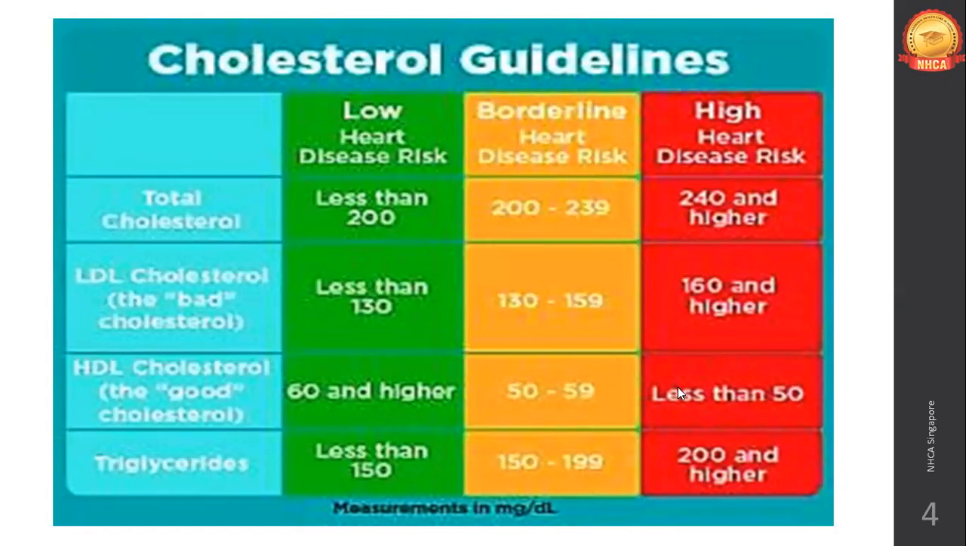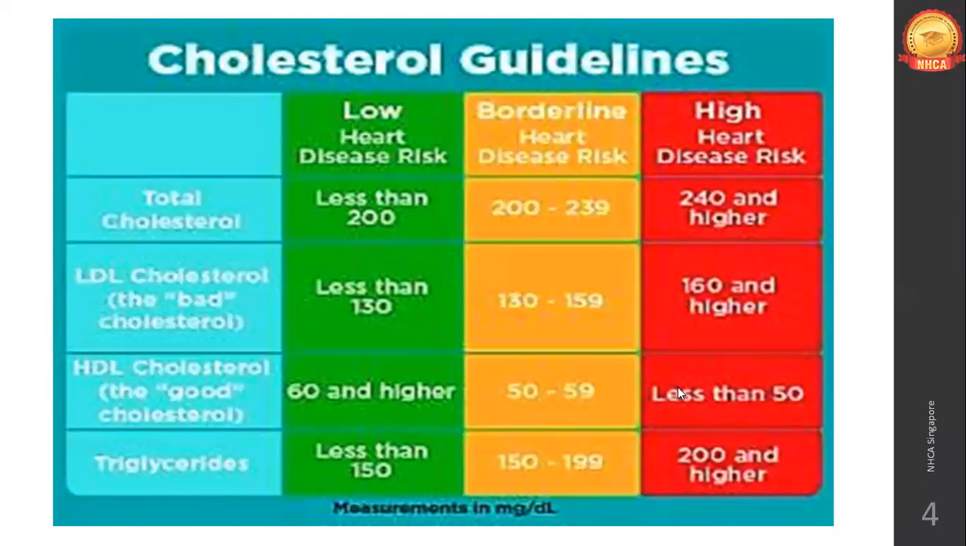So total cholesterol, if it is less than 200, is a healthy category, low risk of heart diseases. If it is 200 to 239, borderline risk of heart diseases, and high is when it is more than 240. LDL cholesterol, what we call bad cholesterol, the low density one: less than 130 is desirable, and higher than 160 means risk of heart disease.